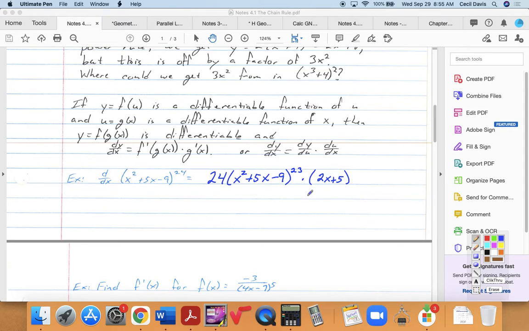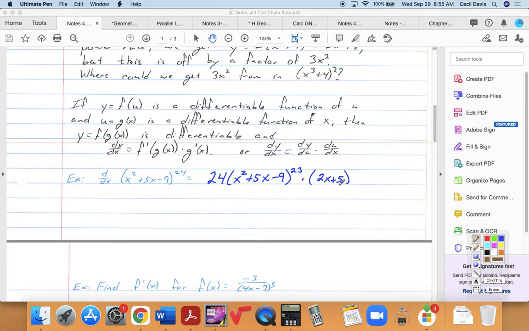Okay. And typically, people will leave it like this. They might multiply the 24. Now, if you want to multiply the 24 times the 2x plus 5, that's fine. But we usually don't bother, because having it in factored form is generally more useful for what we're going to use the derivative for than having it in some other form.